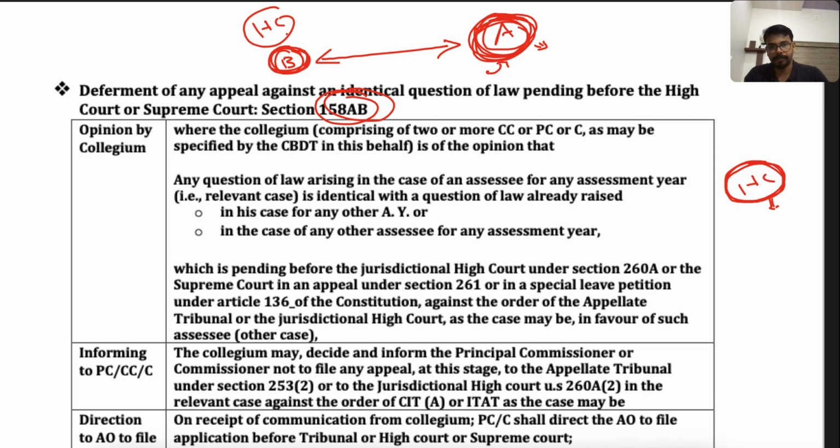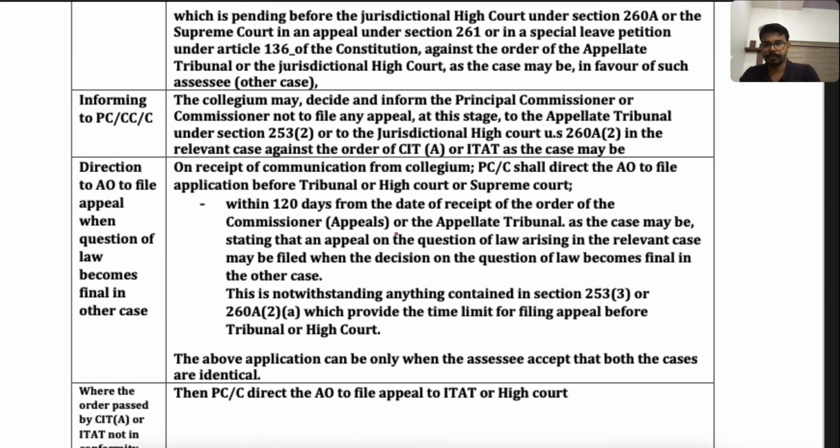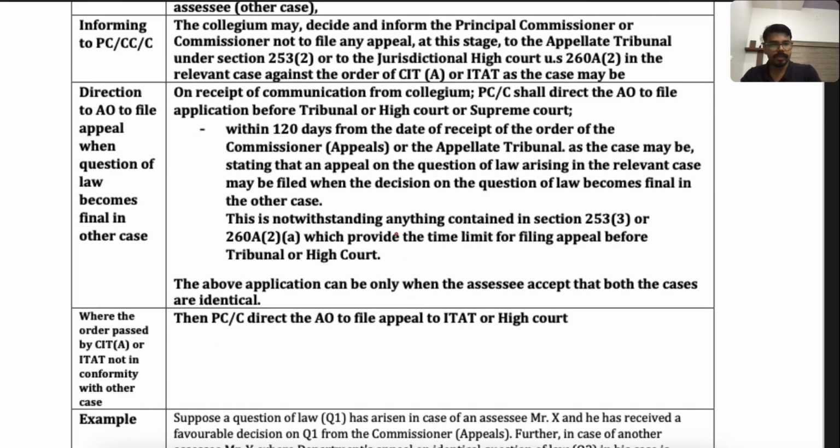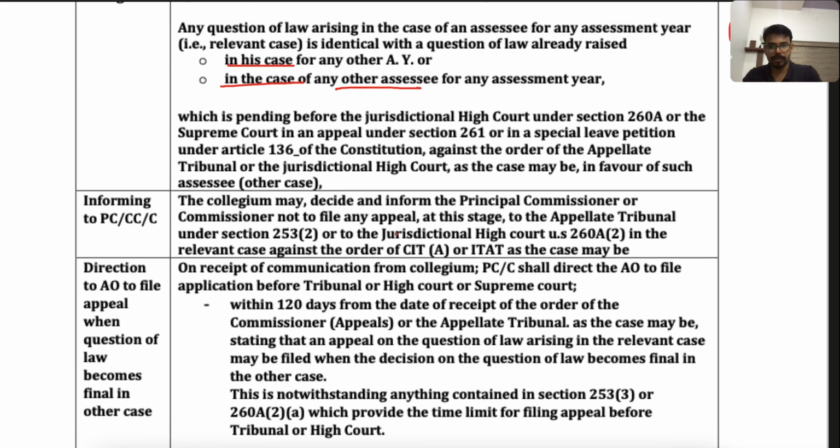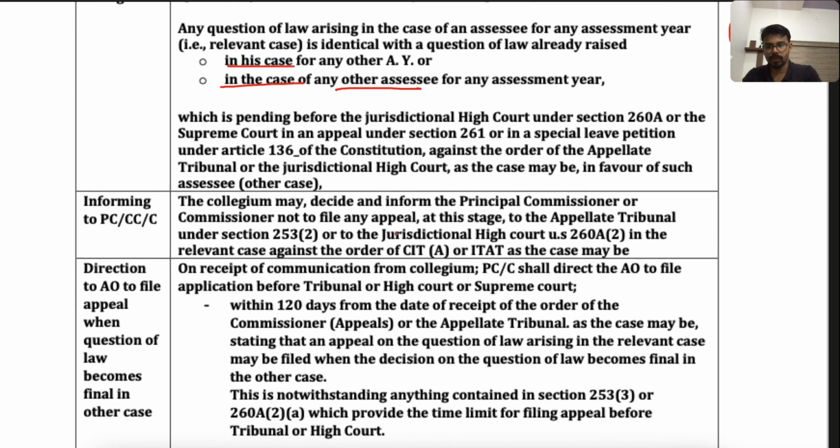You have to understand, in his case or in the case of any other assessee, that is the major difference between 158AA and 158AB. Okay, yes. So there are other things also they have brought in with this 158AB. You can just go through them.